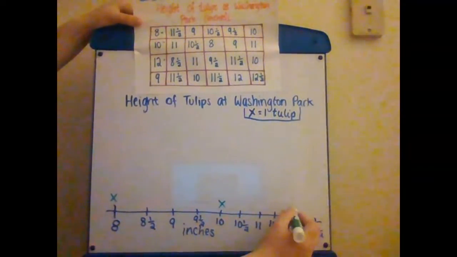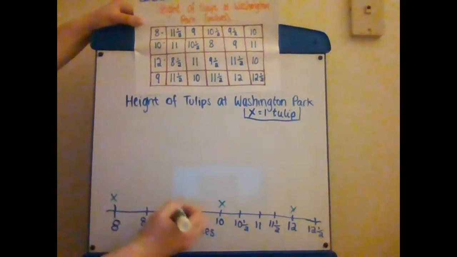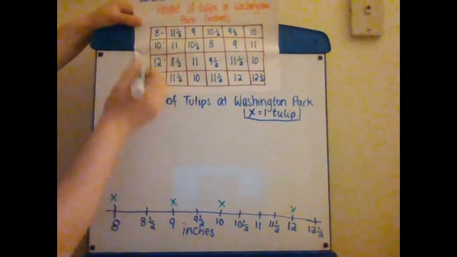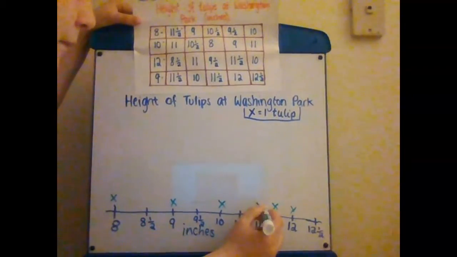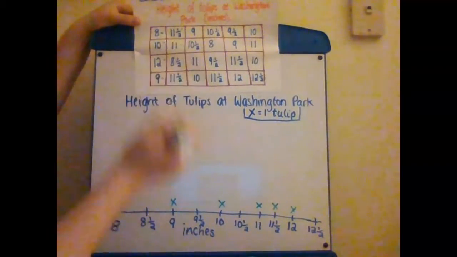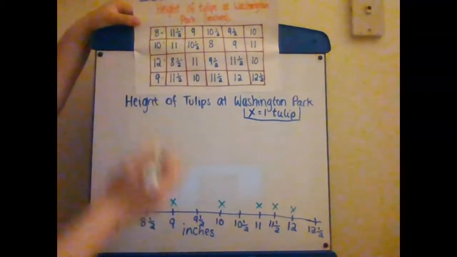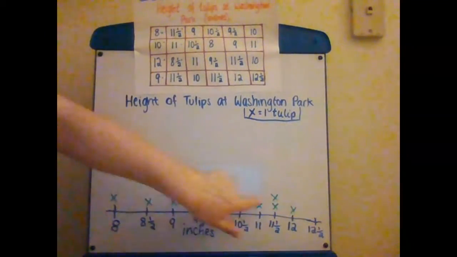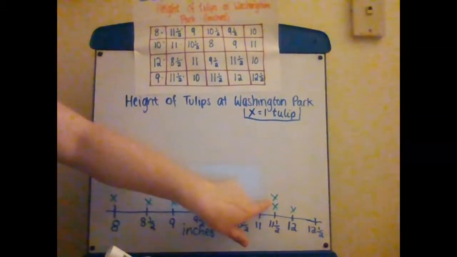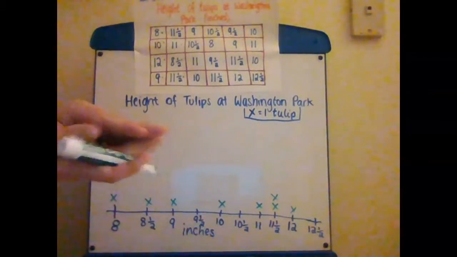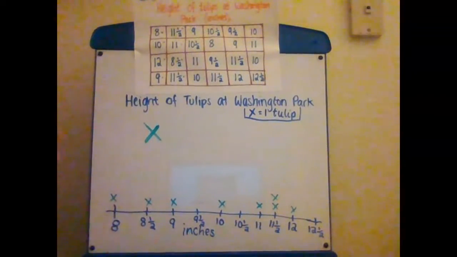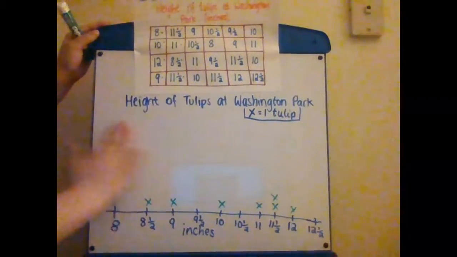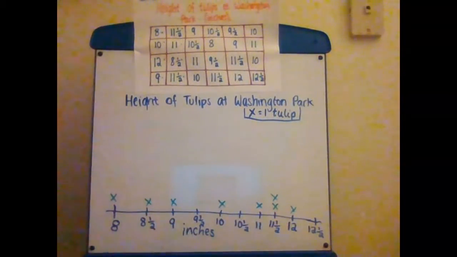12, 9, 11.5, 11, 8.5, 11.5. Now here I have it on top of each other. I have them on top of each other, so I stack them up like building blocks. If I already have an X, I don't go over it. I need to build them up because now 2 tulips are 8.5 inches tall, not just one. So you've got to build them up like building blocks.